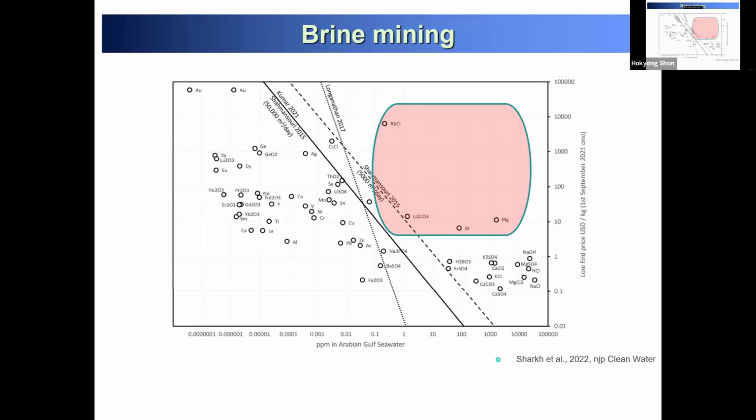So you can see the gold concentration is there. But if you see the sodium chloride, concentration is very high, 50,000 milligram per liter, 35%. But this one is the price.